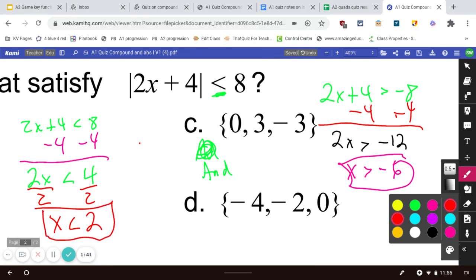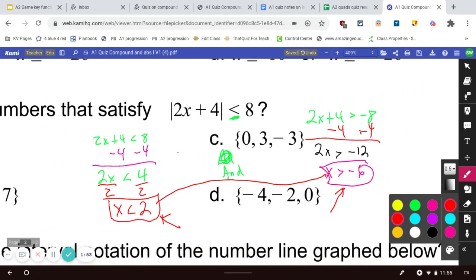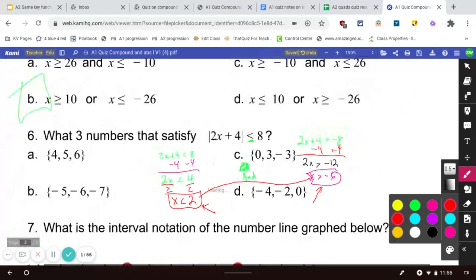So these are our two conditions. The number has to be bigger than negative 6, and it's got to be less than 2. So that's what we're looking for. Bigger than negative 6 and less than 2. Well, I'm guessing this would be our answer right there.